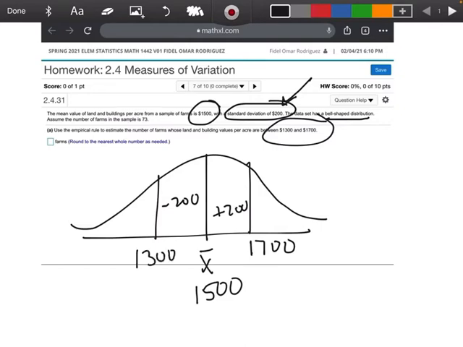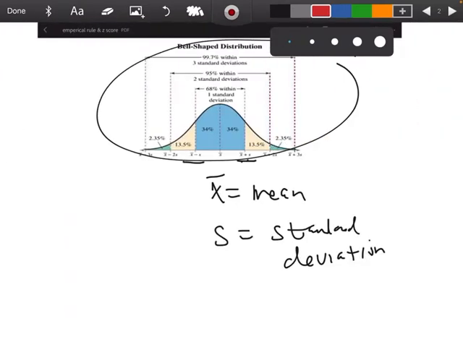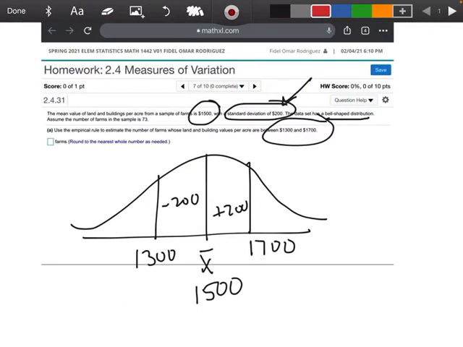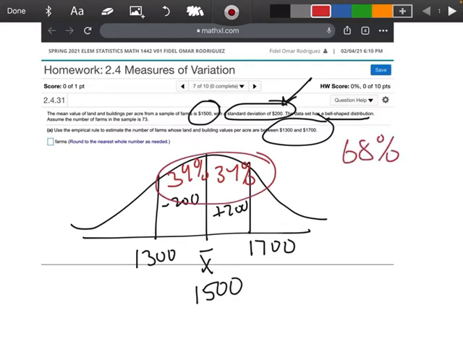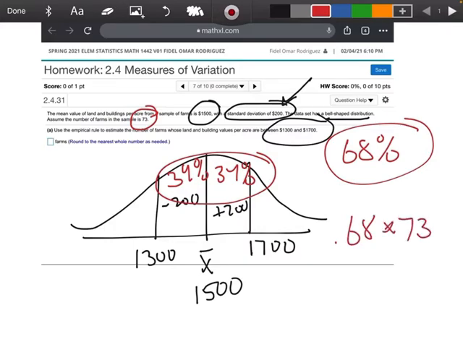So we know that from this particular graph, each of those pieces represents 34%. So this is 34%, this is 34%. That's a combined 68%. And we're finding 68% of the number of farms, which is 73. So I'm just going to take my calculator and multiply 0.68 times 73.